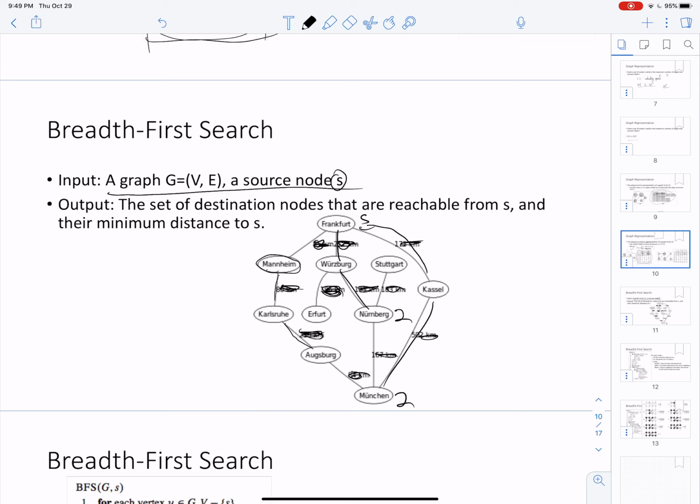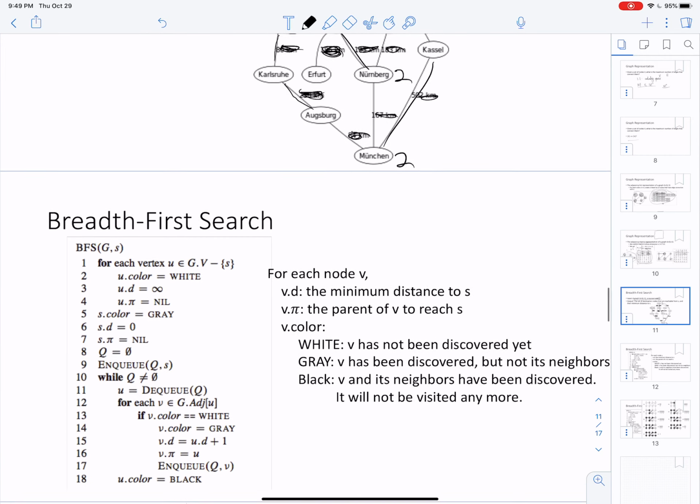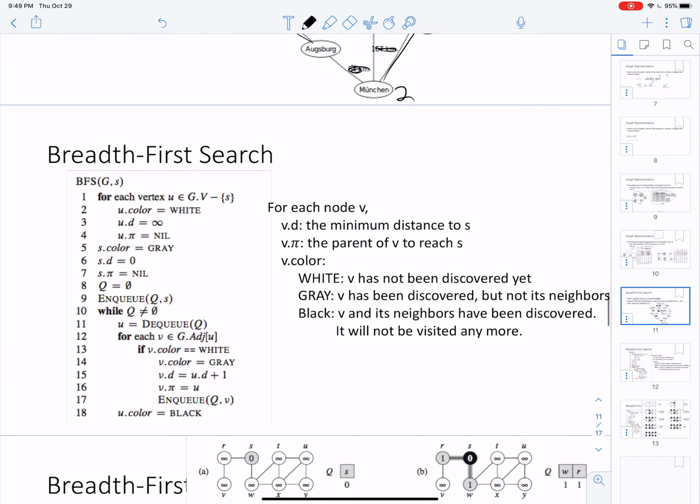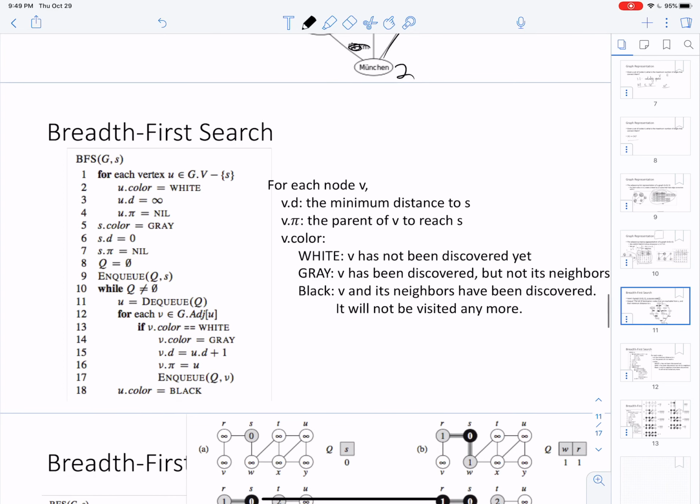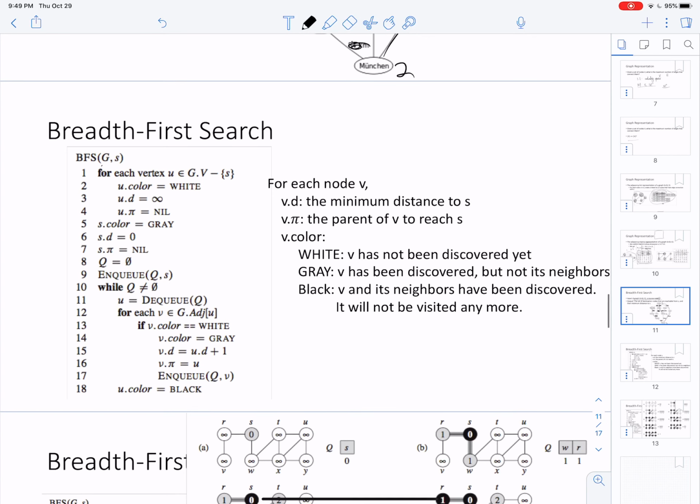This is the output that we expect this algorithm to return, and let's look at how we can realize that. This is the pseudocode, and as we can see, this algorithm takes 2 input parameters, a graph G and a source node S.